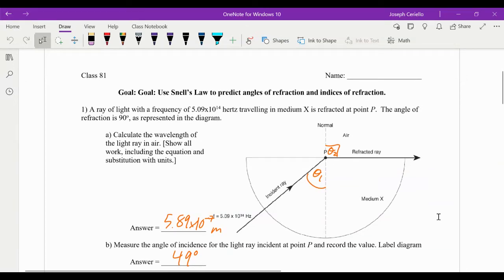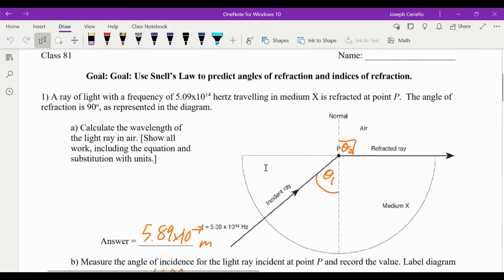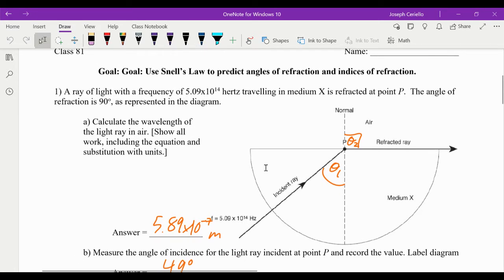All right, in class 81, we're just practicing Snell's law. I'm going to go through this class a little bit quicker than the last couple. So we have a ray of light with a frequency of that many hertz traveling through this medium at that angle, and it refracts at an angle of 90 degrees. An important thing to note is that theta 2 is going to be 90 degrees.